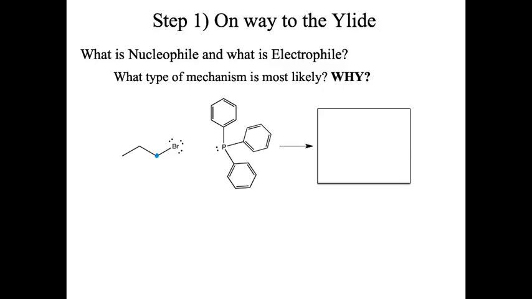This carbon will act as an electrophile. This phosphorus will act as a nucleophile. If it's not going to act as an elimination reaction, it's going to run as a substitution. What mechanism do you want to show? Why SN2? It's a primary halide. Okay?